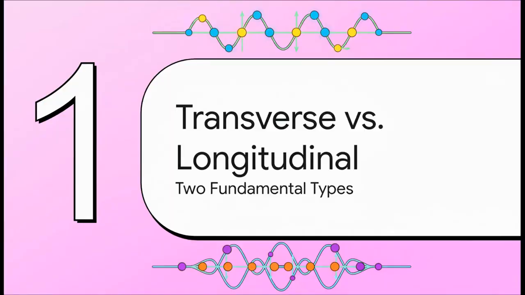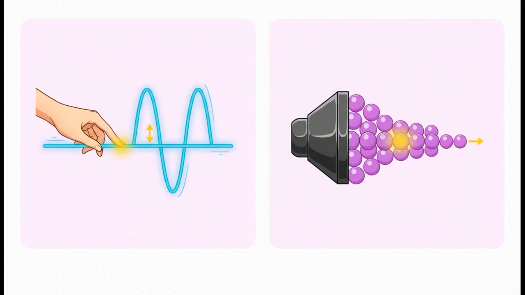Okay, so how do these disturbances actually travel? Well, mechanical waves basically come in two main flavors, and the difference between them is all about the direction the particles are moving compared to the direction the wave itself is traveling. Okay, over on the left, you see a transverse wave. In this case, the particles oscillate perpendicular, think up and down, while the wave itself moves forward. The perfect example is flicking a rope. The wave zips along horizontally, but any single point on the rope is just moving vertically.